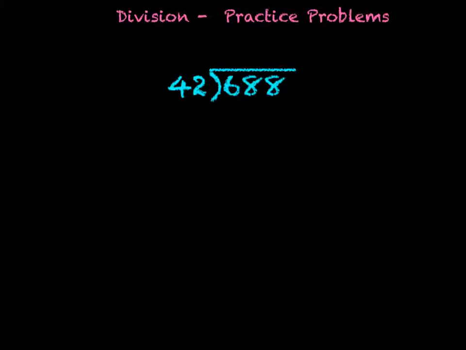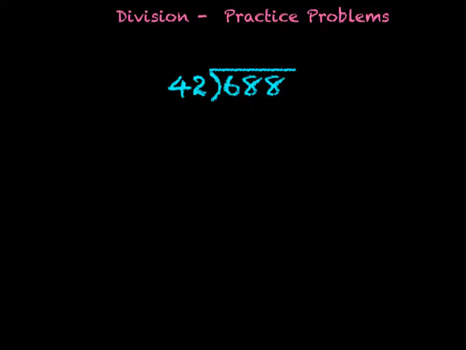I'm going to have the problem on the screen here, and when you're ready, you're going to pause it, and then you're going to solve it on paper or using a whiteboard and a marker. And when you're done, you're going to restart the video, and you're going to see if we got the same quotient. All right, here we go. We're using the standard algorithm. Ready? Pause.